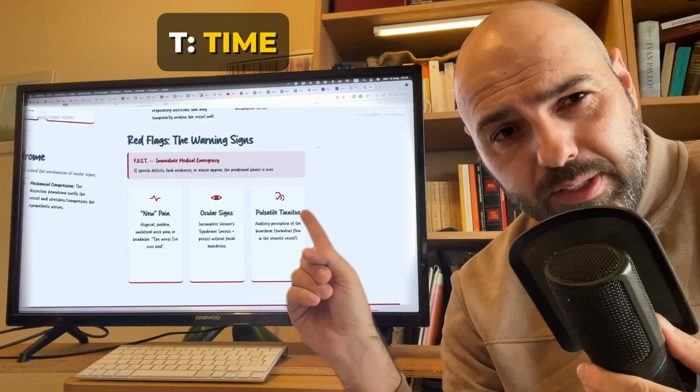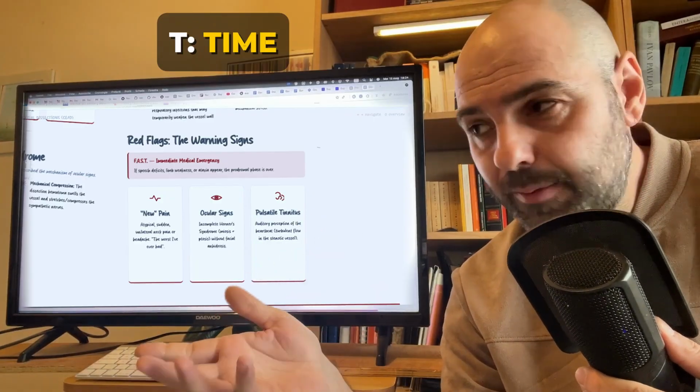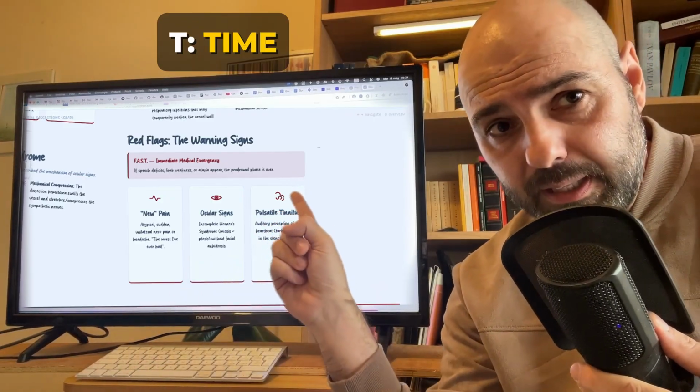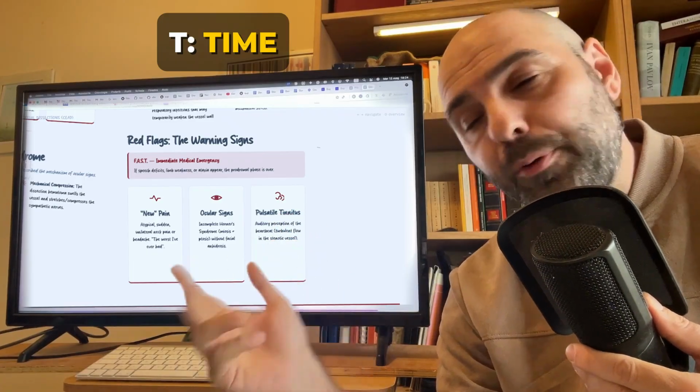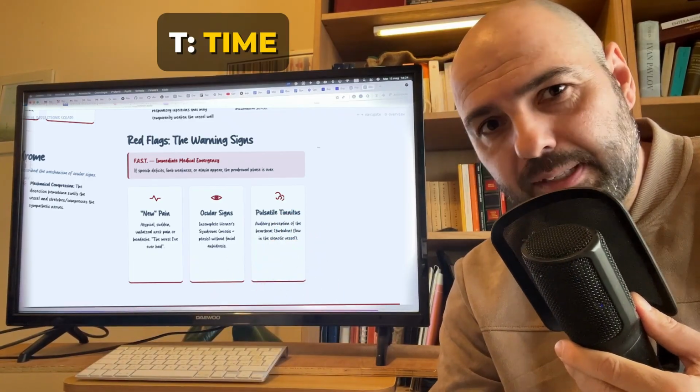T is not a symptom, it stands for time. You need to hurry and call 112. This is a patient who must go immediately to the emergency room, to the stroke unit, or to the emergency room when unfortunately the stroke unit is not available.